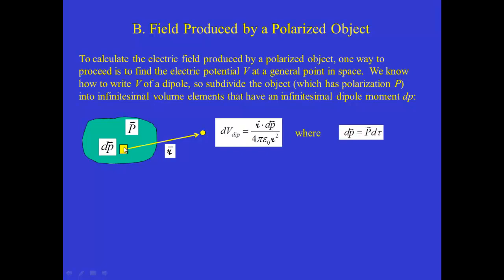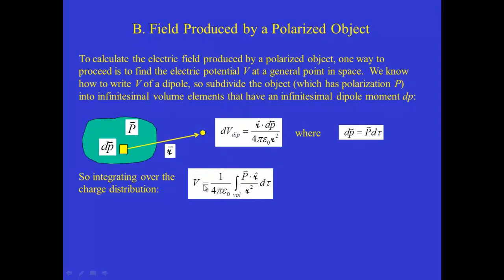Now, dp, this infinitesimal dipole moment, can be related to the polarization vector by simply multiplying the polarization vector, polarization being dipole moment per unit volume, by the volume element d tau. So dimensionally, this works out just fine. So let's replace dp with P d tau and then integrate that contribution to the electric potential over the entire volume of the charge distribution.